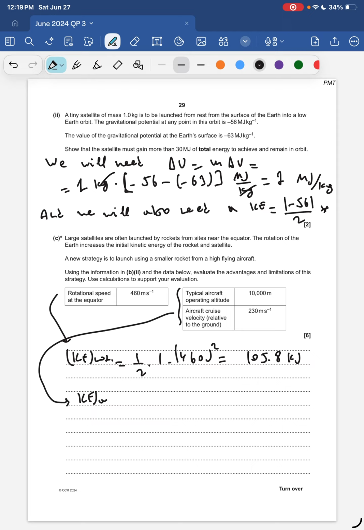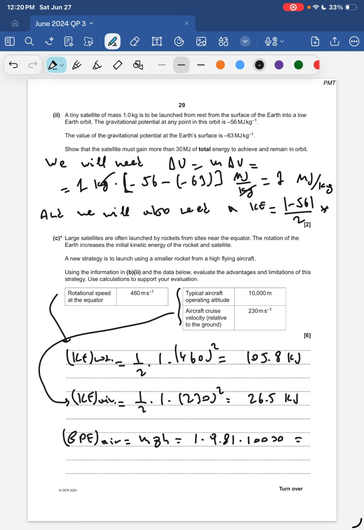So the kinetic energy of the aircraft: just by being in the aircraft, the satellite gains 1/2 times 1 kilogram times 230 squared, or 26.5 kilojoules. And there is also a GPE gain from the aircraft, which is mgh, so 1 times 9.81 times 10,000 meters, which evaluates to 98.1 kilojoules. So the total for the aircraft is 98.1 plus 26.5, or 124.6 kilojoules gained by the satellite just by being in that aeroplane.